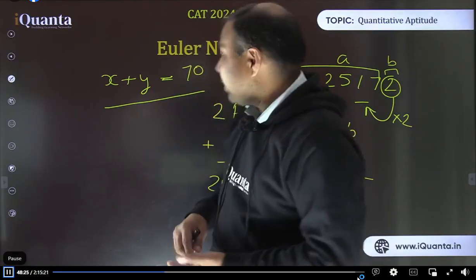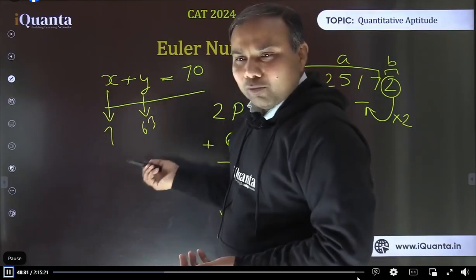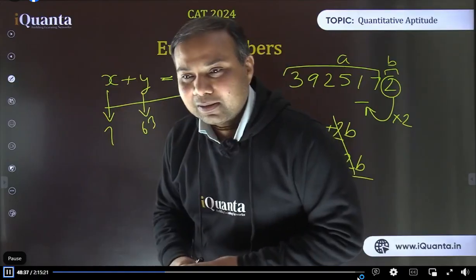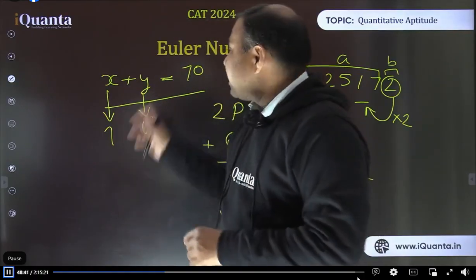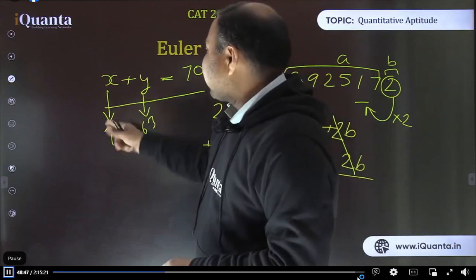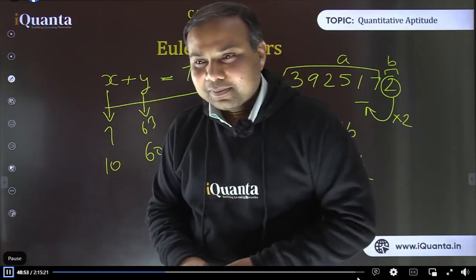Why no? Yes, हाँ, क्यों नहीं? Suppose I take x to be 7 only, in that case y will be 63. Both will be divisible by 7, right? It is possible. Is it possible that none of them is divisible by 7? That's the next question. Yes. Suppose I take x to be 10, in that case y will be 60. Now none of them is divisible by 7.